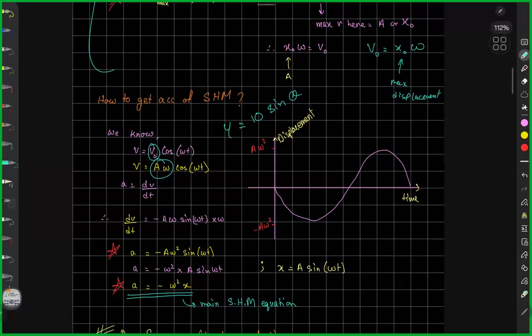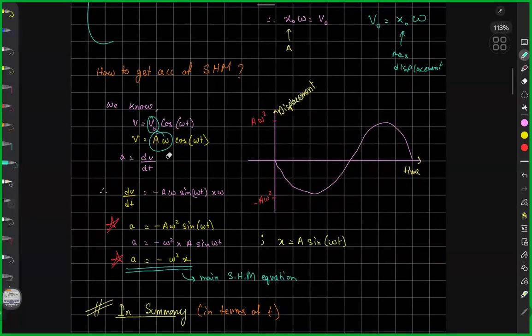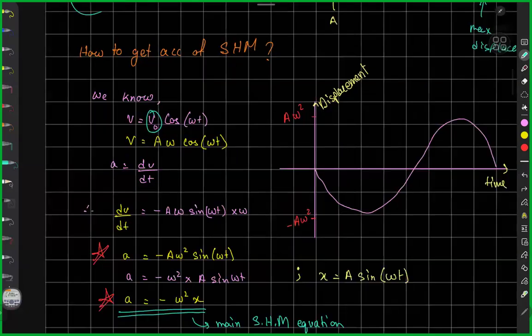And when is that possible? When theta is equals to pi by 2. Okay. When theta is pi by 2, only then we have y is equals to 10. So amplitude is basically a constant. Got it? Amplitude is a constant. Great.